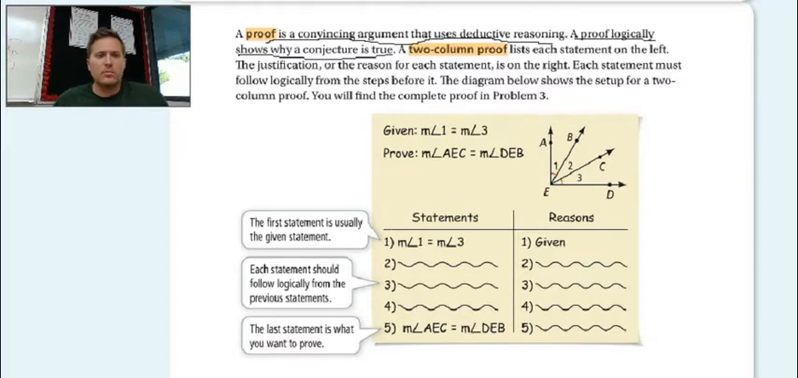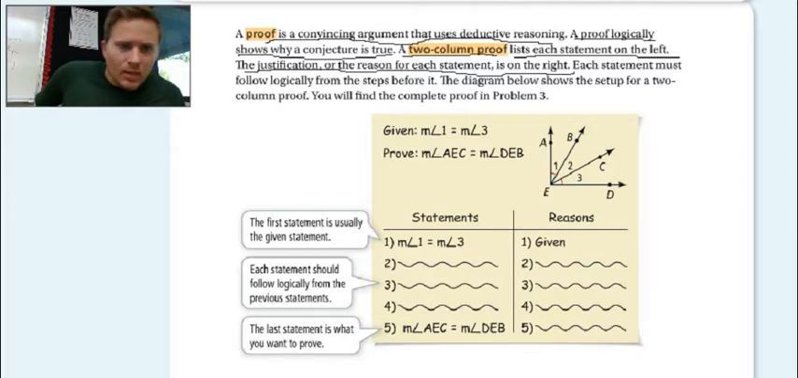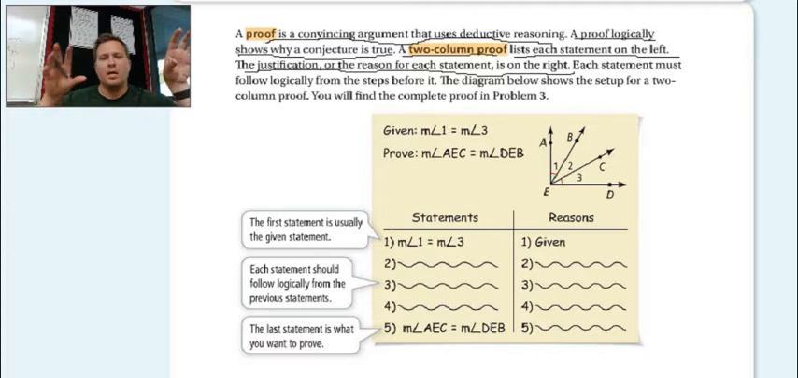And so most times when we are doing proofs, we will show it in the format of a two-column proof, which lists each statement on the left. So we're going to make sure that we write that down. And we'll just finish off saying that the justification or the reason for each statement is on the right. Okay, so this is what our proof is going to look like. We have two columns, and we have our statement, and then we have our reasoning. Again, a proof is you're given something, you're given the answer, and then we are proving with reasoning, through deductive reasoning, why that is true.